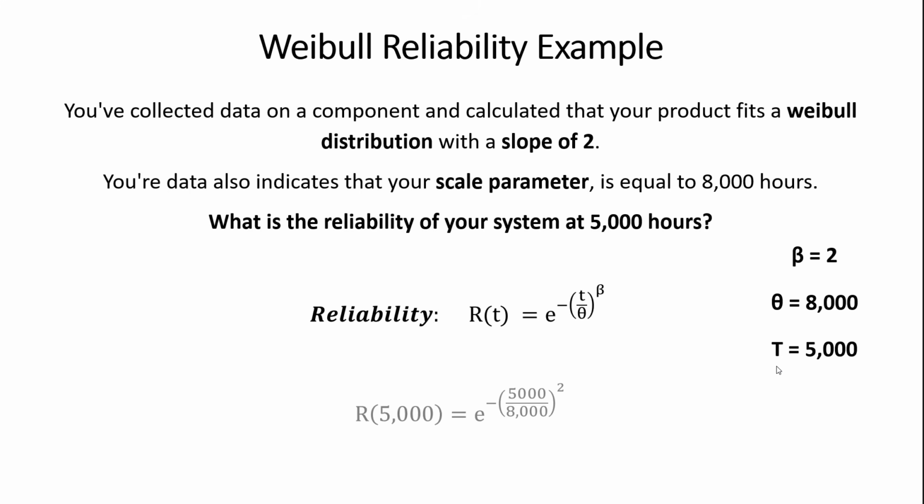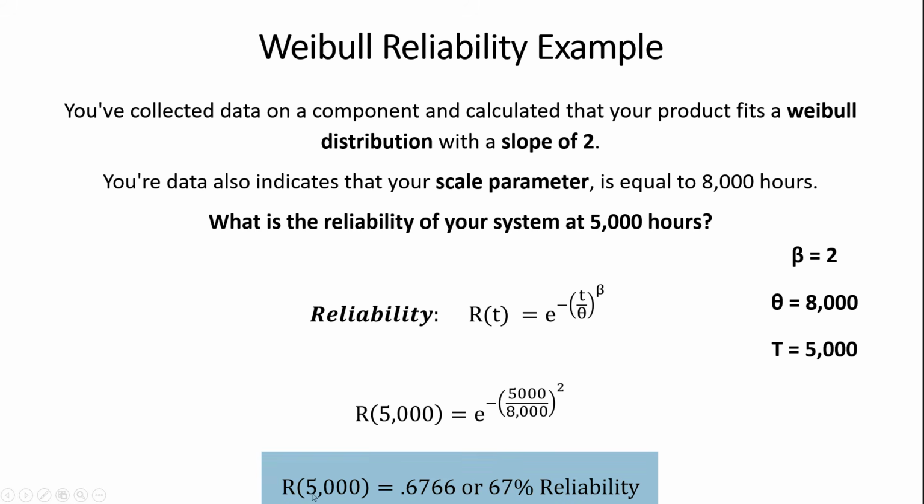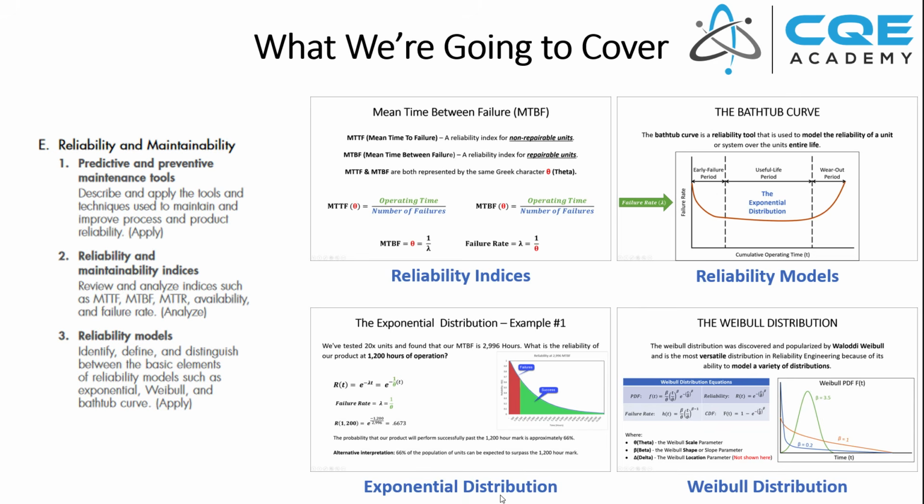So now we can plug in these parameters to calculate the reliability. So it's e raised to the negative, and then we have this fraction, 5,000 divided by 8,000. We square that, and then, of course, we complete the exponent, and we can calculate the reliability at 5,000 hours to be 67% reliable.